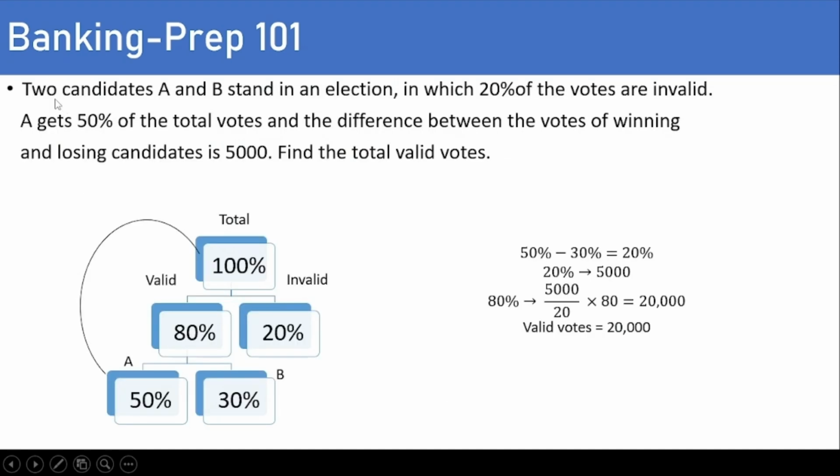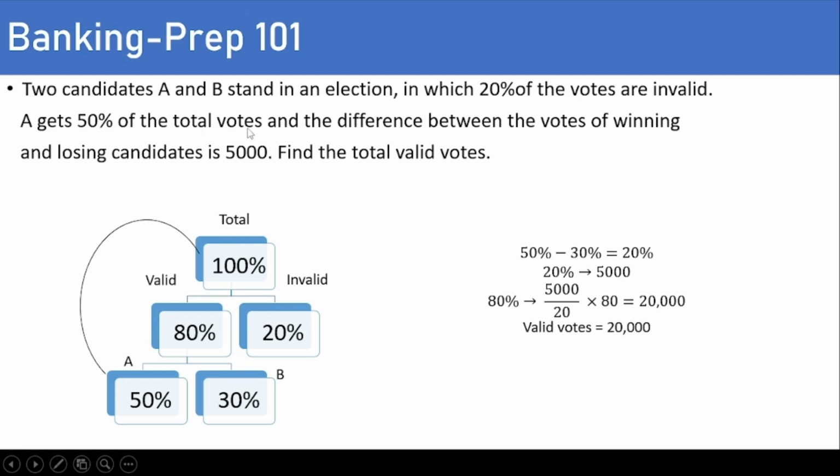Now we'll look at a question that comes in the bank exam many times. There are two candidates, A and B, that stand in an election in which 20% of the votes are invalid. A gets 50% of the total votes, and the difference between the votes of the winning and the losing candidate is 5,000. Find the total valid votes. This can be solved by the following method. Consider the total votes as 100%. 20% were invalid, so out of 100%, 20% would be invalid and 80% would be the valid votes.